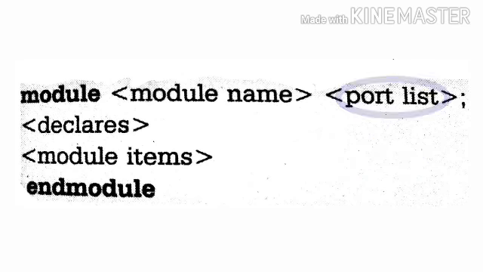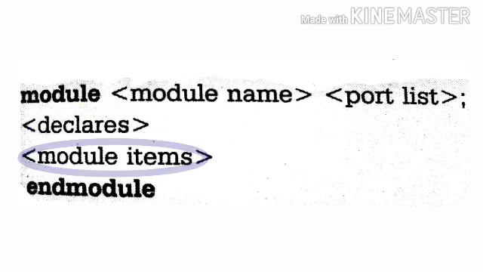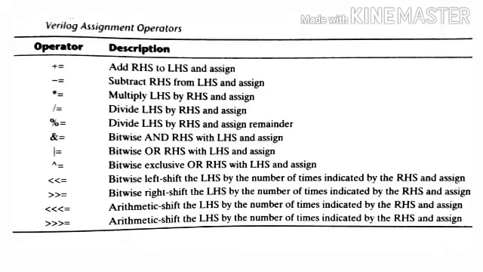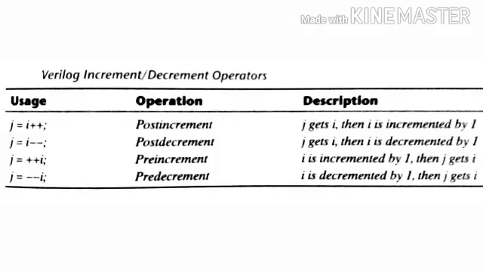The port list is a list of input, inout and output ports which are used to connect to other modules. The declare section specifies data objects as registers, memories and wires. The module item includes the computational functions and tasks, and the end of the structure is declared by endmodule. Verilog HDL uses different kinds of operators. They are Boolean logical operators, bitwise logical operators, relational operators, binary arithmetic operators, etc.